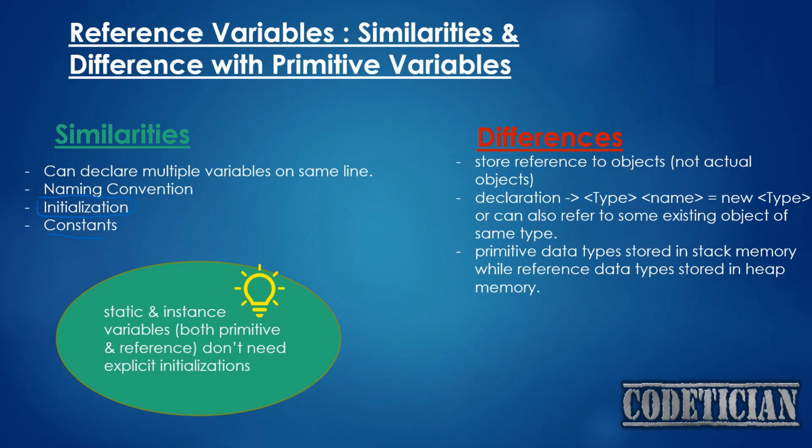Now one important point is when I say this initialization, that initialization is important. Static and instance variables, both primitive and reference, don't need explicit initialization. But this we will read when we understand classes and objects. Then we will know what static and instance variables are and why they don't need explicit initialization.